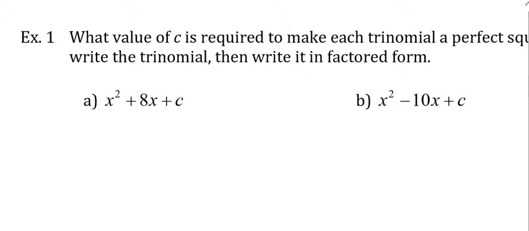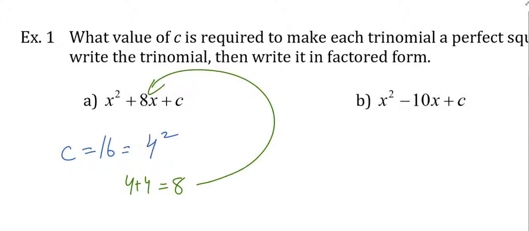4. So 4 is the number that 4 plus 4 is 8. Very good. So my C value is going to be 16 because we take that and square it. So C is 16 because it's equal to 4 squared, because 4 plus 4 is 8, right? And that's kind of where we came up with 4.